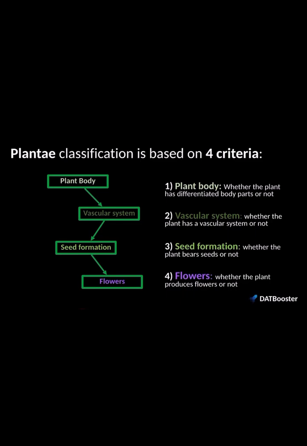The first criteria is the plant body, whether the plant itself is relatively simple or complex. This means it has differentiated body parts. The next thing we ask ourselves is whether or not the plant has a vascular system present or not. Then second to last is seed formation, so whether or not the plant produces seeds. Then lastly is flowers, so if the plant has flowers or not. So we can use these 4 criteria to classify all types of plants on the DAT.